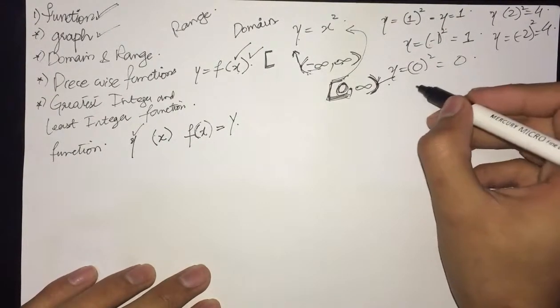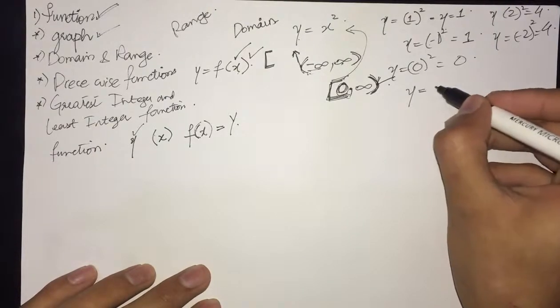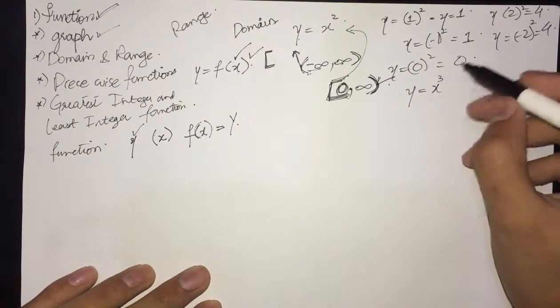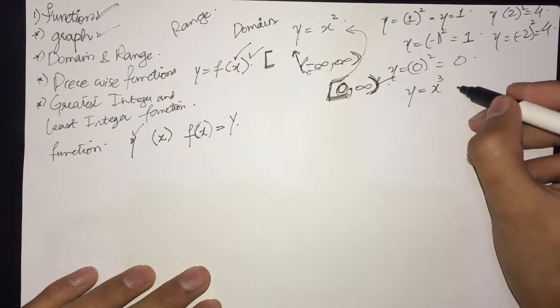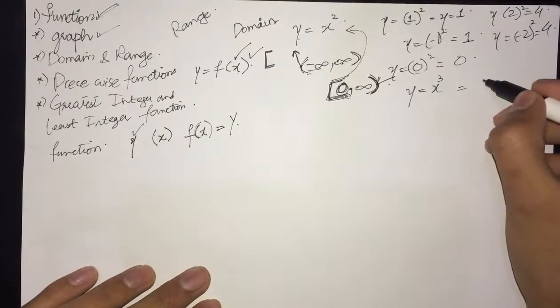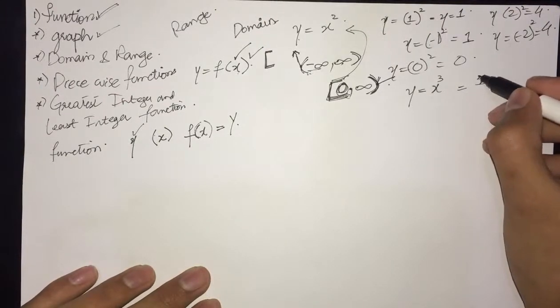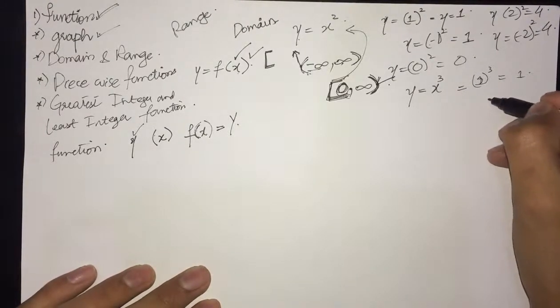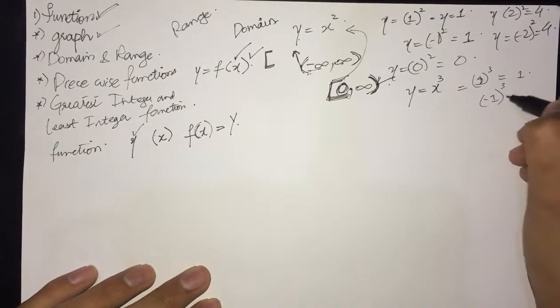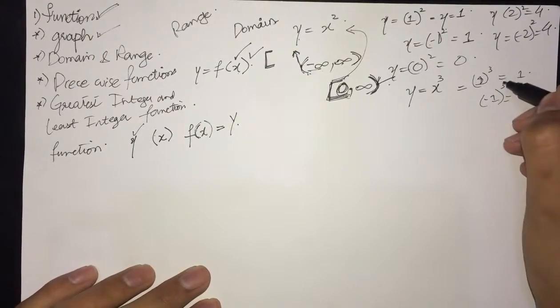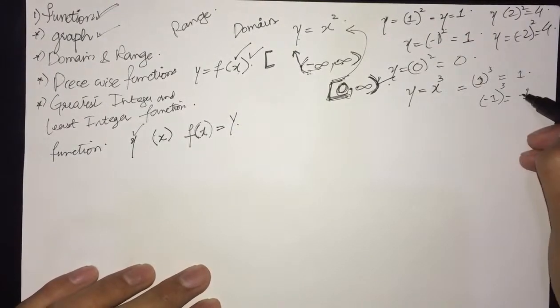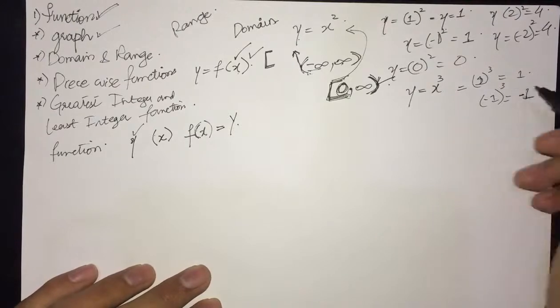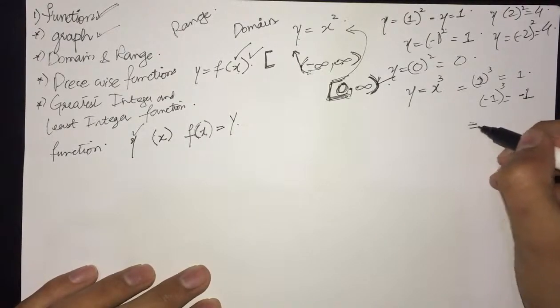Let me give you guys another example. So we see y equals x cube. For y equals x cube, when we put x equals 1, it will give me 1. But when I put x equals minus 1, it will actually give me minus 1, because minus into minus is plus, plus into minus is minus.